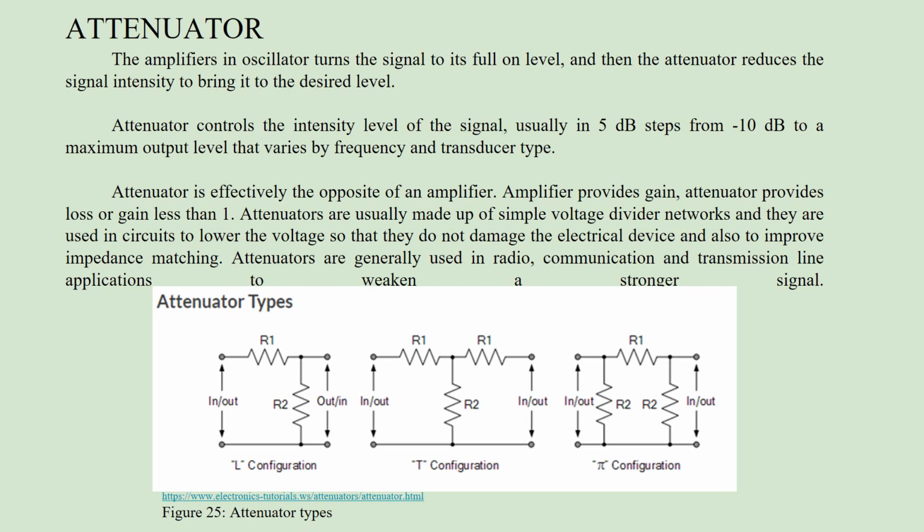An attenuator is basically the opposite of an amplifier. An amplifier provides gain, an attenuator provides loss, or gain less than 1. Attenuators are usually made up of simple voltage divider networks, and they are used in circuits to lower the voltage so they do not damage the electrical device, and also to improve impedance matching. Attenuators are generally used in radio, communication and transmission line applications to weaken a stronger signal. As you see in figure 25, there are attenuator types: L configuration, T configuration and P configuration. As you can see, they are basically voltage divider circuits.